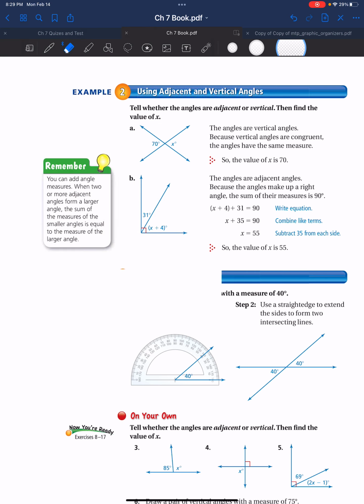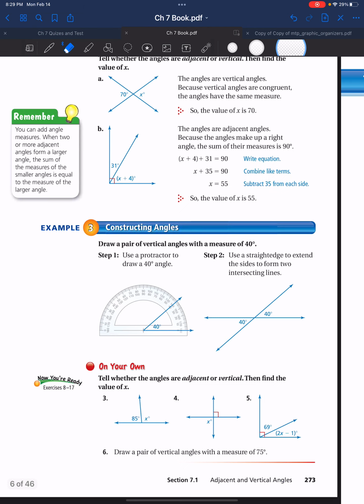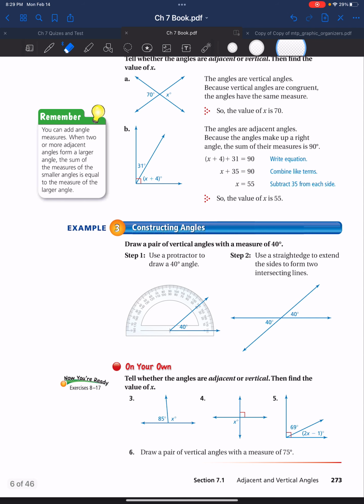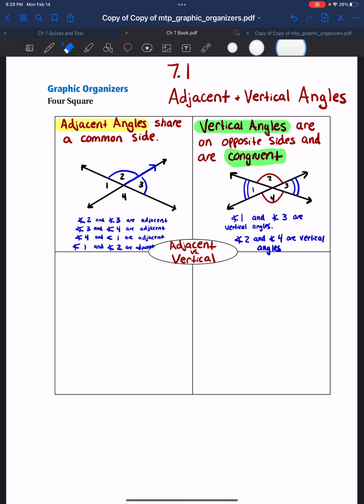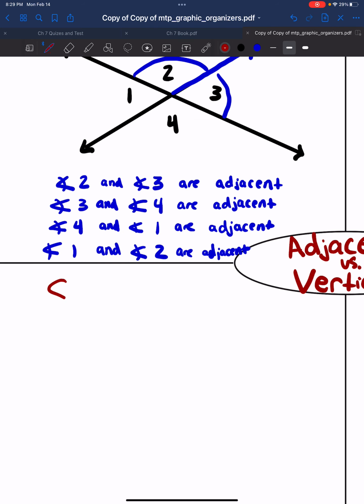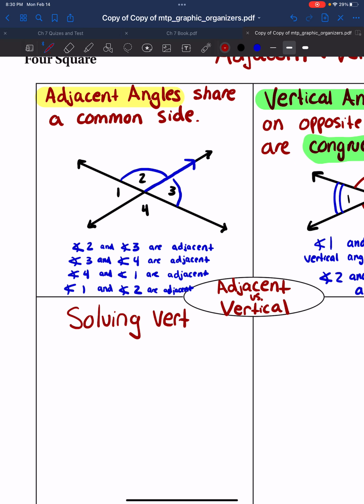All right, let me go and erase this page. Let's go ahead and do some of these in our notes. Let's go here and let's say solving vertical angles.